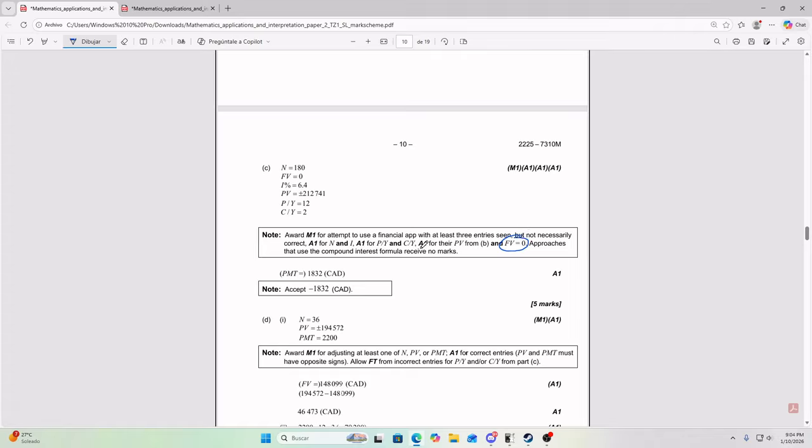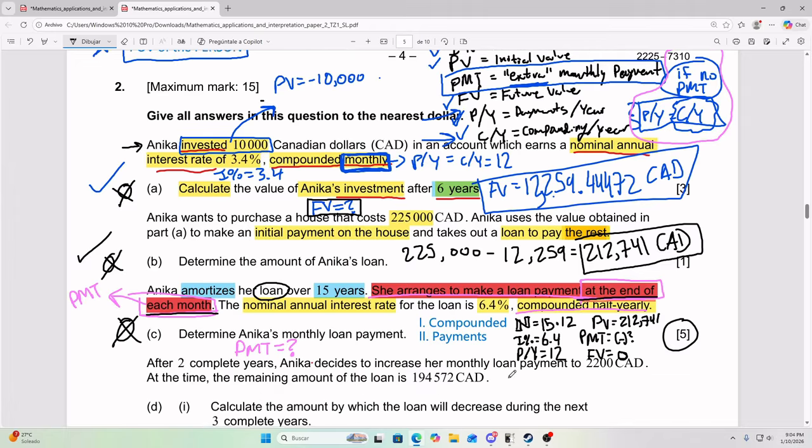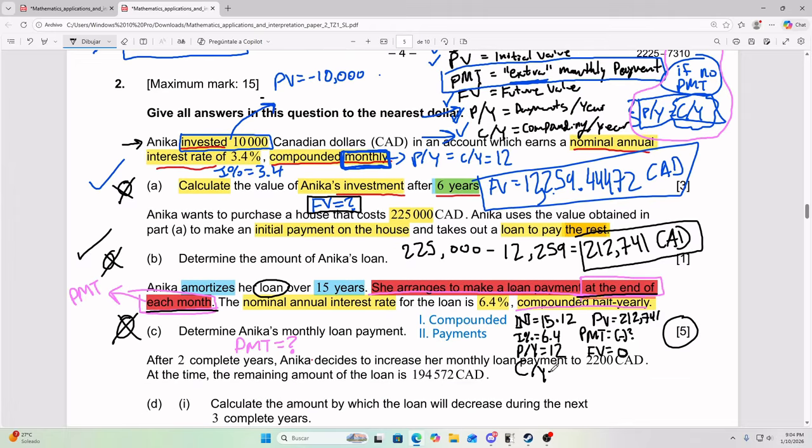And well, this is for part D, but the logic still applies. PV and PMT must have opposite signs. See? So that's like a more conceptual sort of approach that is very important to have in mind. Anyways, the last thing we have to define is this famous CY, where it defined PY.